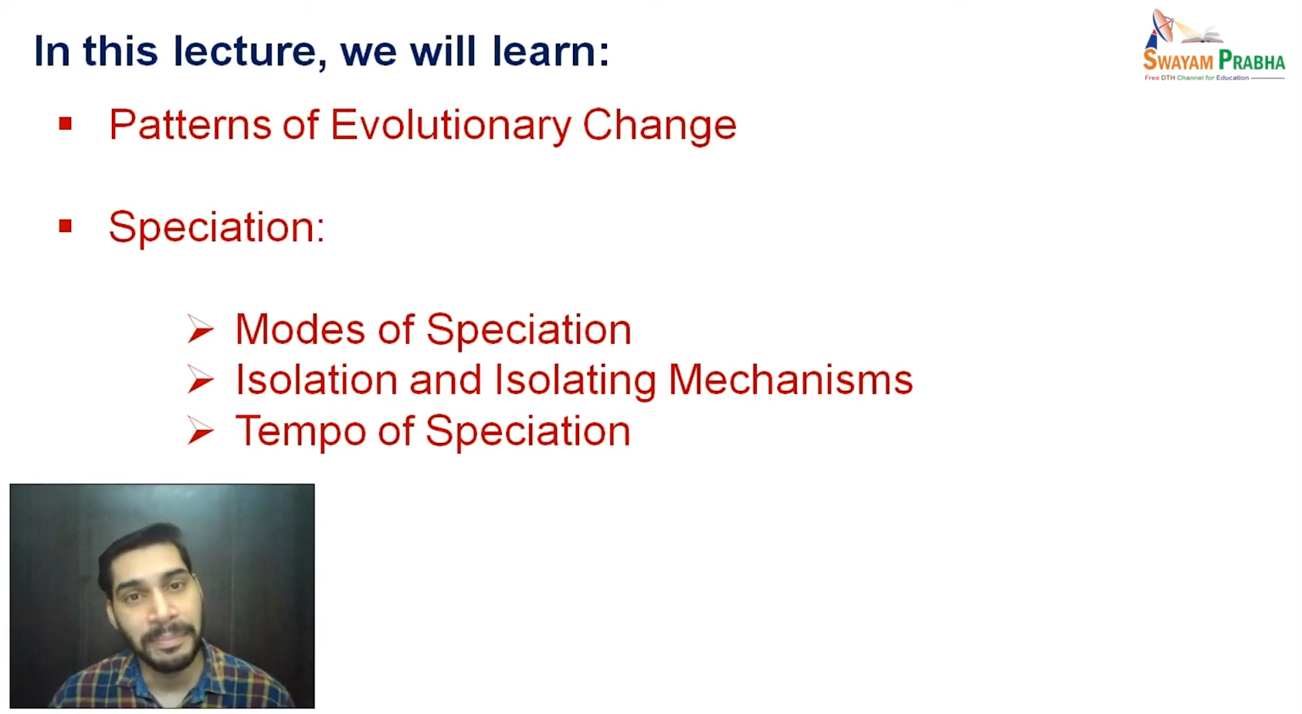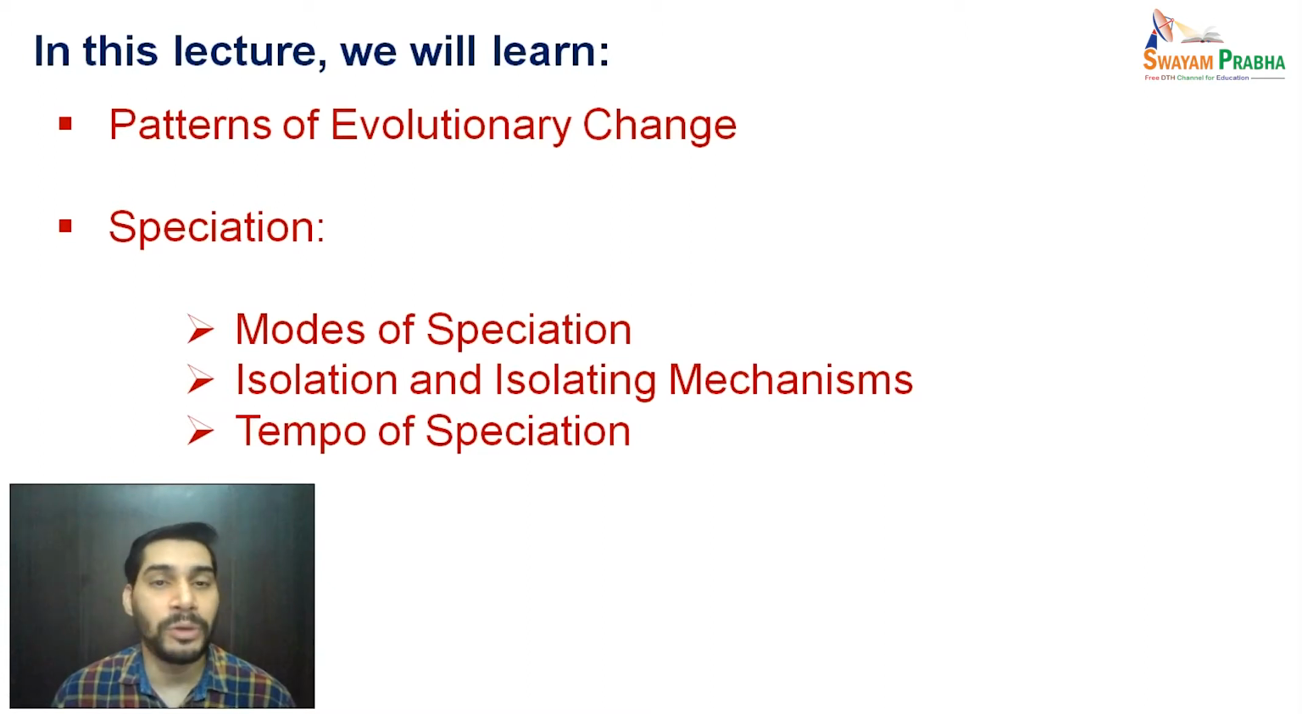Speciation is simply how species form. We will discuss various modes of the formation of species, that is speciation, which are categorized in 4 different categories, that is Allopatric, Sympatric, Parapatric and Peripatric speciation. We will try to understand the difference between all these types.